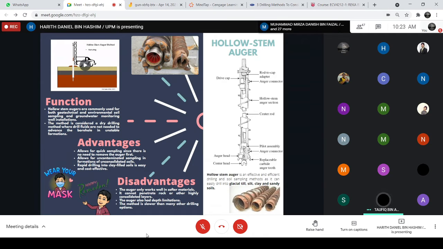From the right picture, it has two parts. One is the outer component, which consists of the hollow auger section, hollow auger cap, and drive cap. And the other is the inner component, which consists of the pilot assembly, center rod column, and rod to cap adapter.